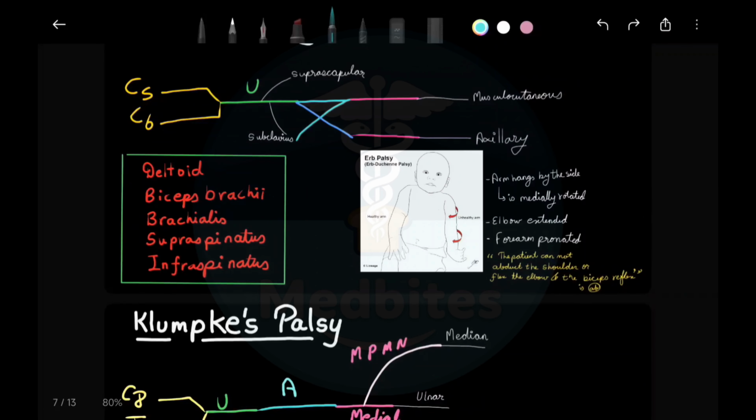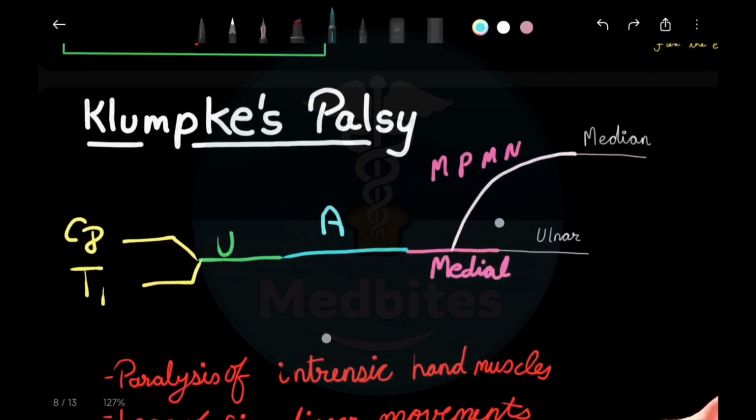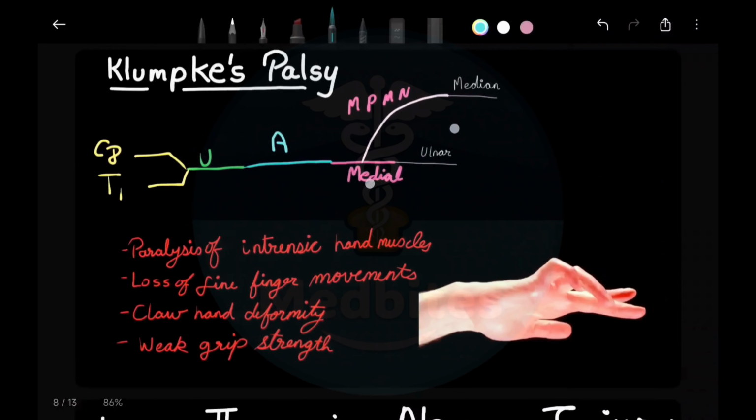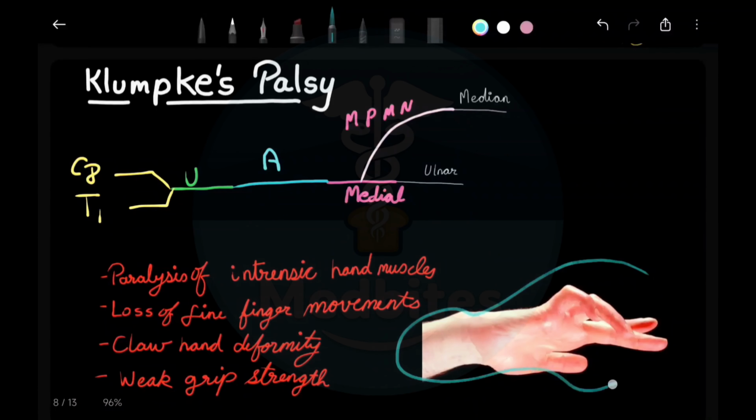The second lesion is of the lower trunk. The lower trunk, formed by C8 and T1 roots, may be injured by sudden upward traction on the arm. Causes can be pulling on an abducted arm, difficult breech delivery, grabbing a branch during a fall. Nerves affected are mainly the ulnar nerve and part of the median nerve. Clinical features are paralysis of the intrinsic hand muscles, loss of fine finger movement, claw hand deformity, and weak grip strength. This is the claw hand deformity.